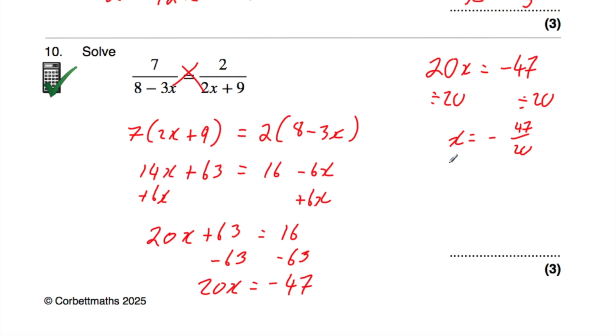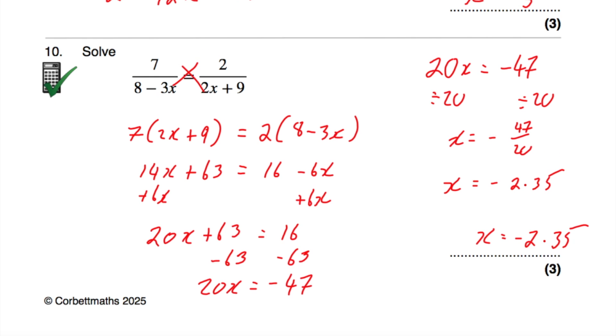And it's actually fine to leave your answer like that, x equals minus 47/20. That's totally fine. And also, if you wanted to write it as a decimal number, you could just convert that to a decimal. It says that x is equal to minus 2.35. So x is equal to minus 2.35. And that's it. We've solved that equation.